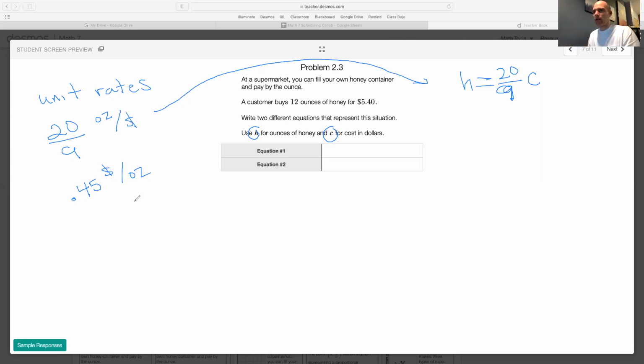The other one is just going to be the other way. This equation here is going to say, okay, well, the cost you pay is equal to 0.45 or 45 cents times however many ounces of honey you buy, which we're representing with H in this situation. So these two equations right here say the same thing, just flipped.